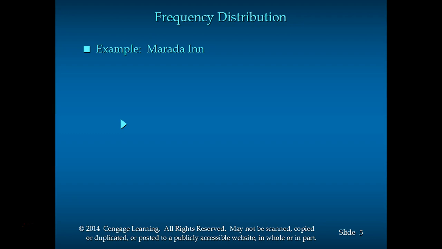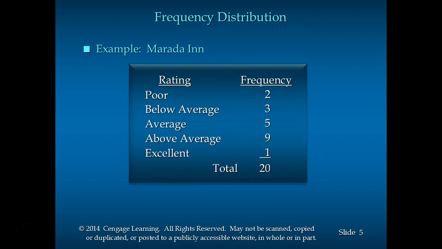So let's summarize this. First, we'll do a frequency distribution. You put the rating on the left side and the frequency on the right side. What does frequency mean? How many times this rating occurred is the frequency.